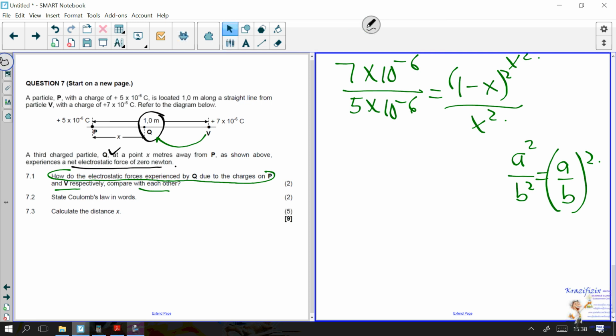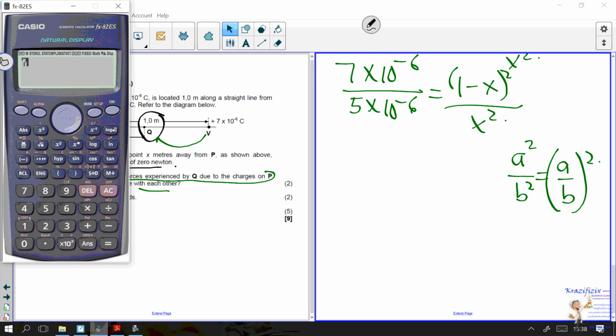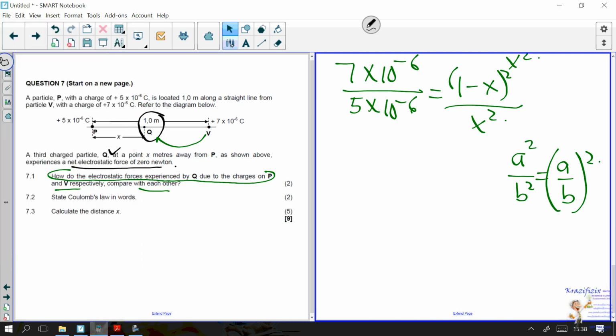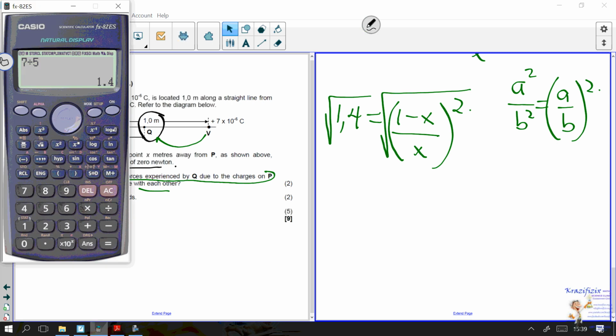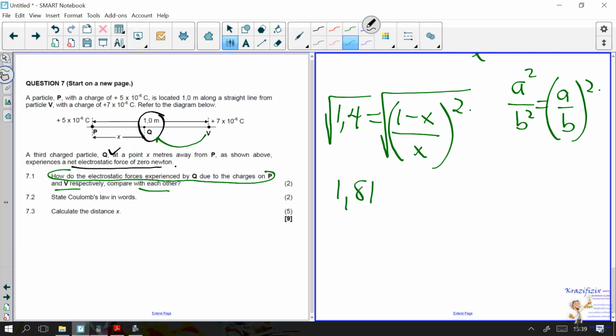What is 7 times 10 to the power, 7 divided by 5? Use your calculator, 1,4. So because this would divide that, I have 1,4 equals 1 minus X over X, and everything squared. You don't want to expand this to give you a quadratic. It's going to be too hectic. Can we now find the square root of both sides? What is the square root of 1,4? Square root of 1,4 is 1,8132. Guys, do not round off. 1,8132. All right, I still have my answer stored.